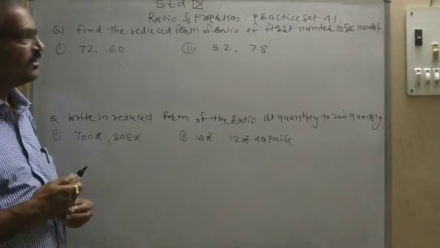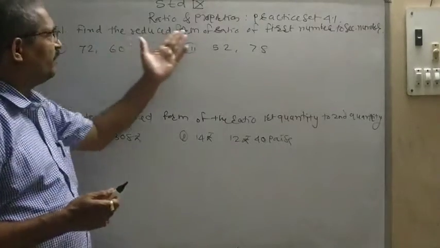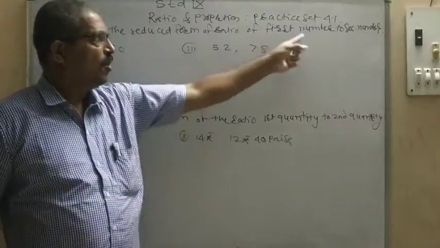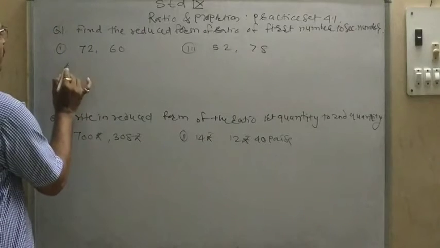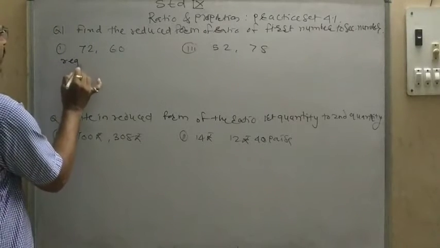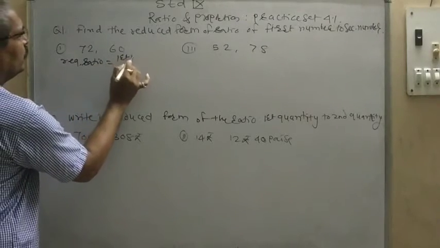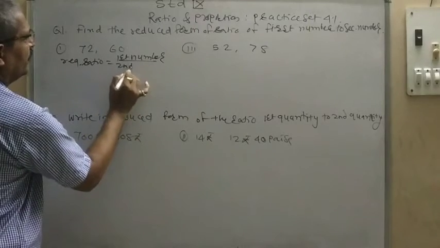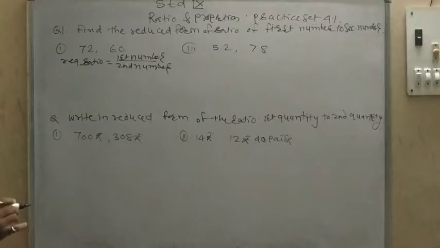Entering the fourth lesson, that is ratio and proportion. Here, in 4.1 first question, what is asked is to find the reduced form of the ratio of first number to second number. How should we write that? Look, the required ratio is equal to first number upon second number.